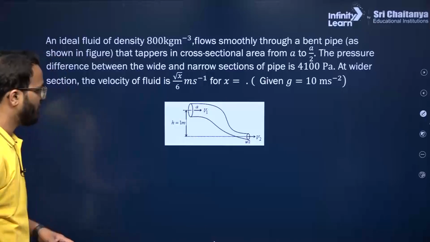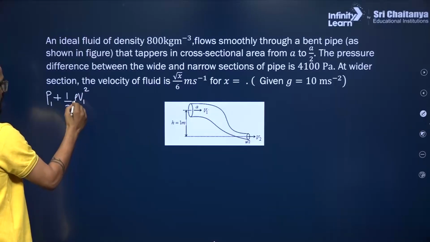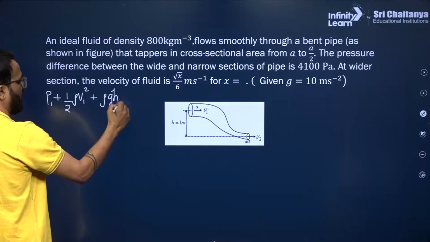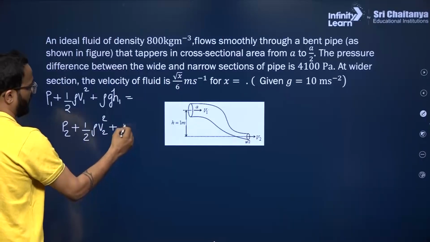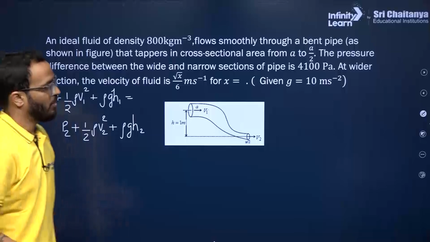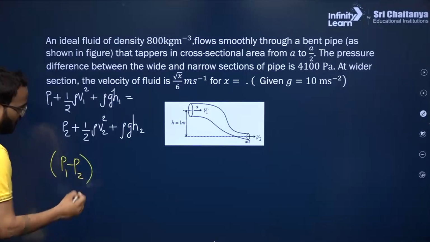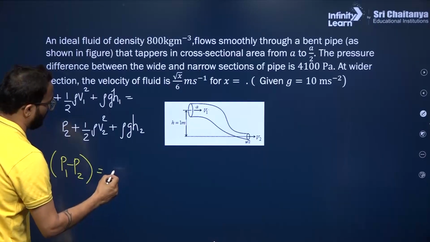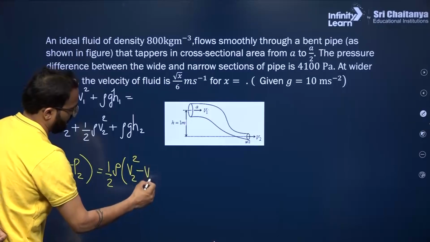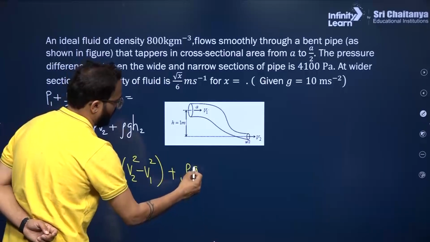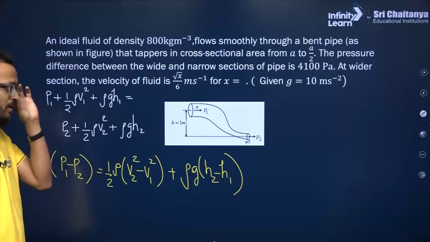We will use the concept of Bernoulli's equation. See, P1 plus half rho V1 square plus rho GH1 is equals to P2 plus half rho V2 square plus rho GH2. Okay, so what will you do here, guys? We will say that P1 minus P2, okay, is equals to half into rho into V2 square minus V1 square plus rho G into H2 minus H1, right? Now see, carefully put the values here.